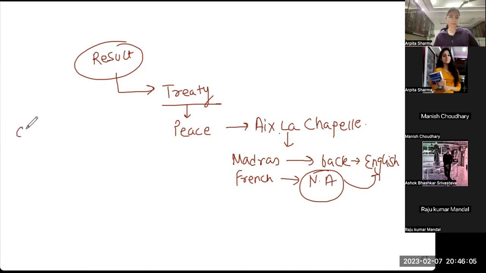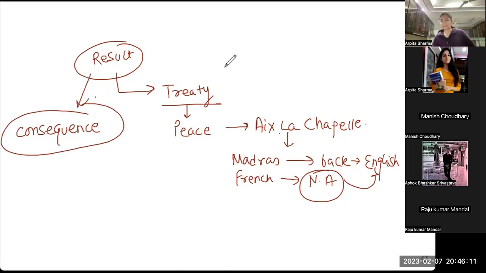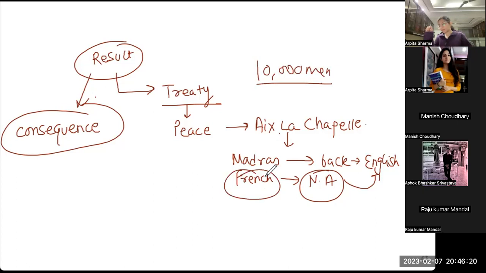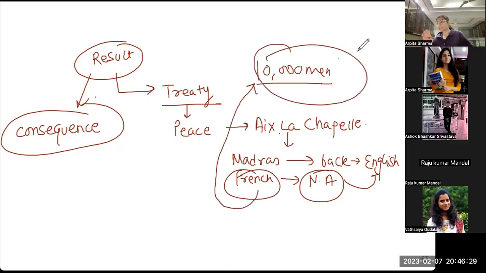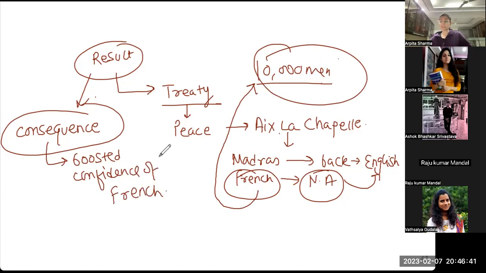Now this is the result, but what is the consequence or hidden meaning of this particular result? See, when 10,000 people were sent by Anwaruddin Khan, they were almost on the verge of getting defeated by the French army, and the French army was very little. Very few people in the army were there in India, and those few people were able to almost defeat these 10,000 men, and that, write it down, basically boosted the confidence of French, that we have the power and the superior knowledge to even beat 10,000 people. With handful of men, we can beat 10,000 people.